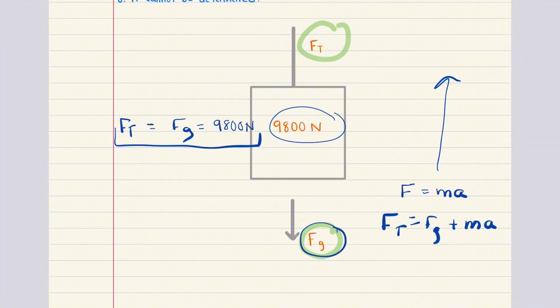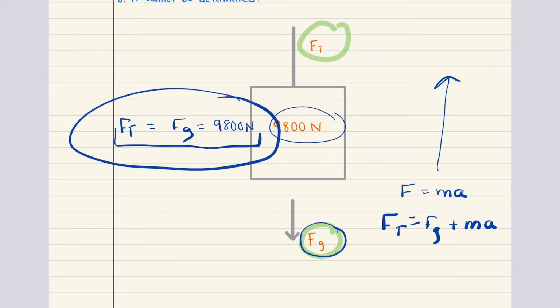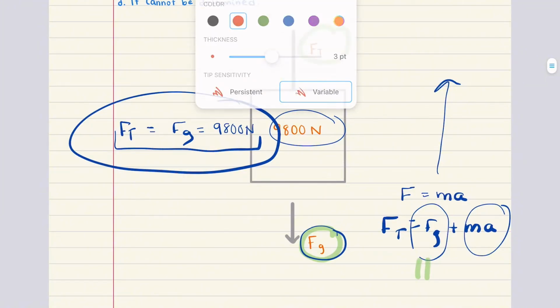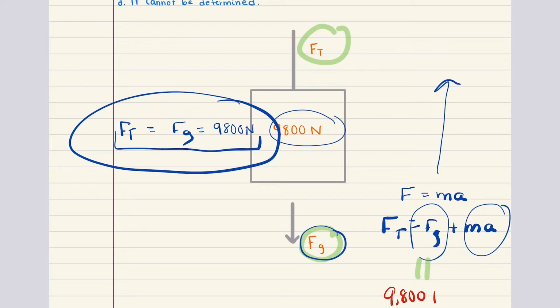When the elevator is stationary or moving at a constant speed, the tension in the cable would exactly balance the gravitational force. However, when the elevator is accelerating upward, the total tension in the cable is the sum of the force required to counteract gravity and the force required to accelerate the elevator. Now, we know that the force of gravity is equal to 9,800 newtons. So we're going to write that down.